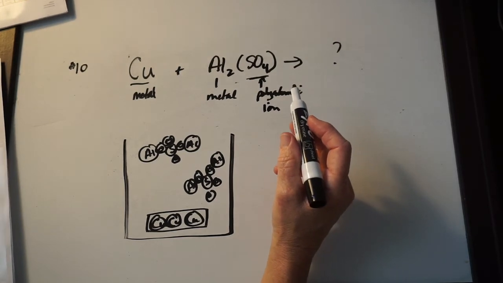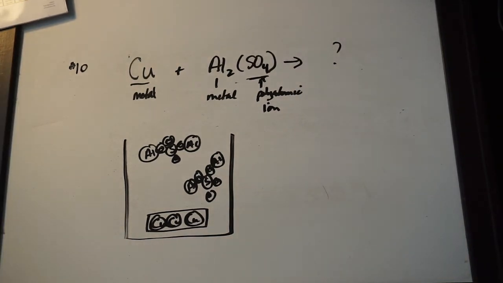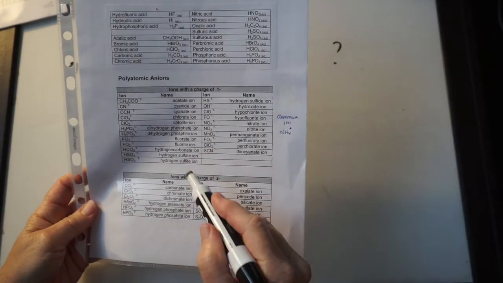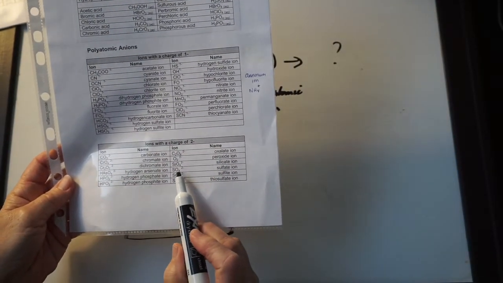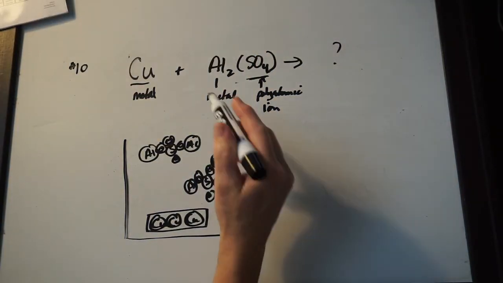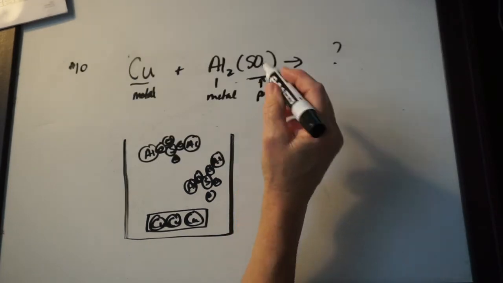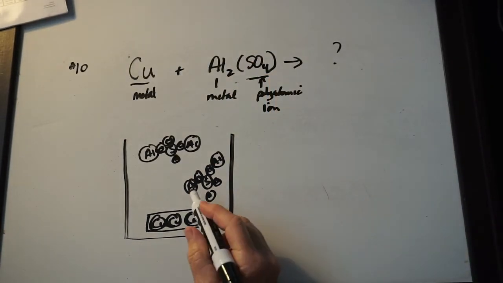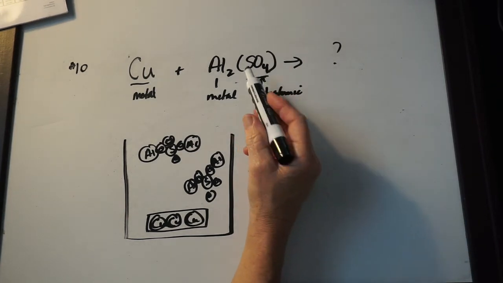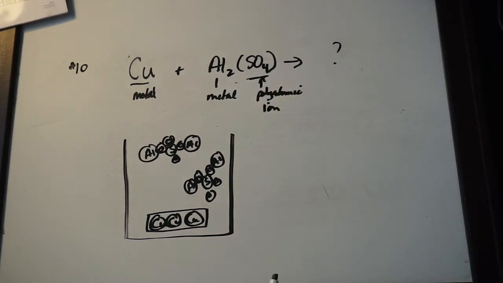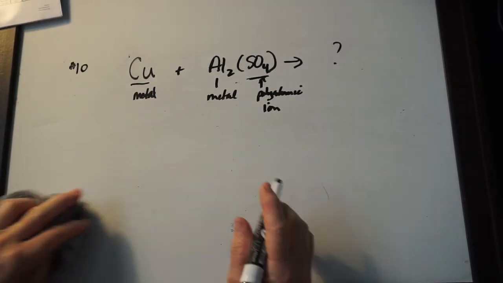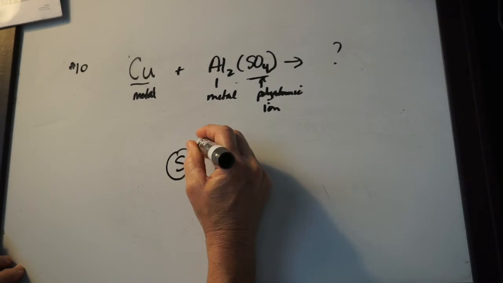I could go to my other sheet and I could say, sulfate. There it is right there. SO4 2 negative, sulfate ion. When it's combined with the aluminum, it's aluminum sulfate. So the question is, will this reaction proceed? Right now, I'm going to make a bigger picture of my sulfate.